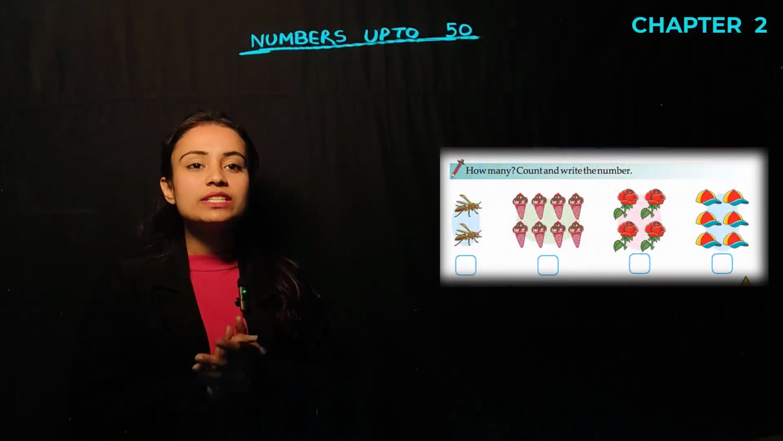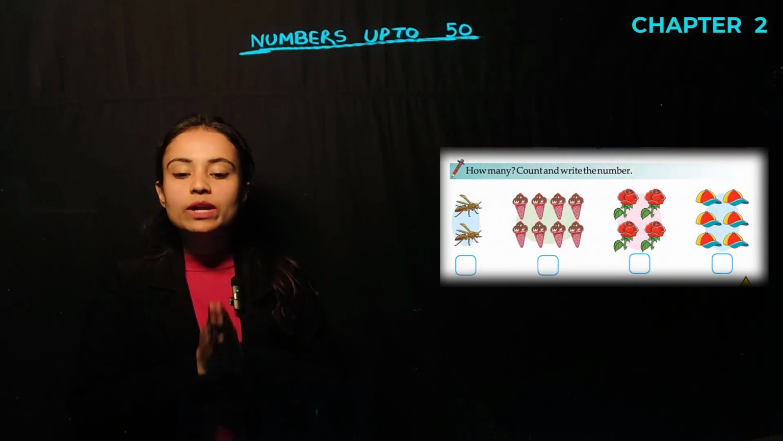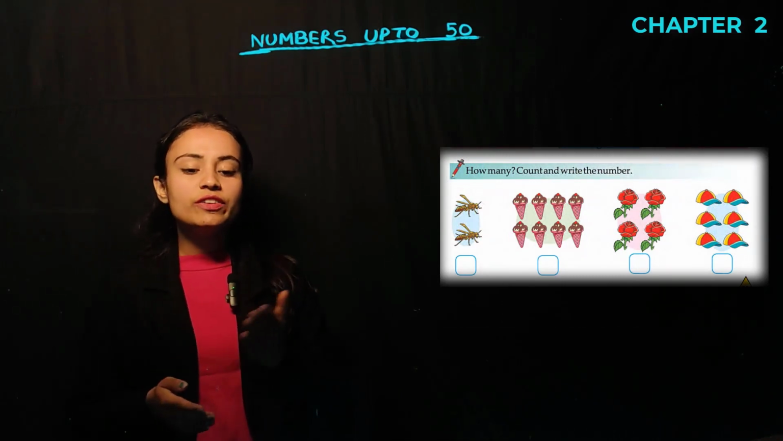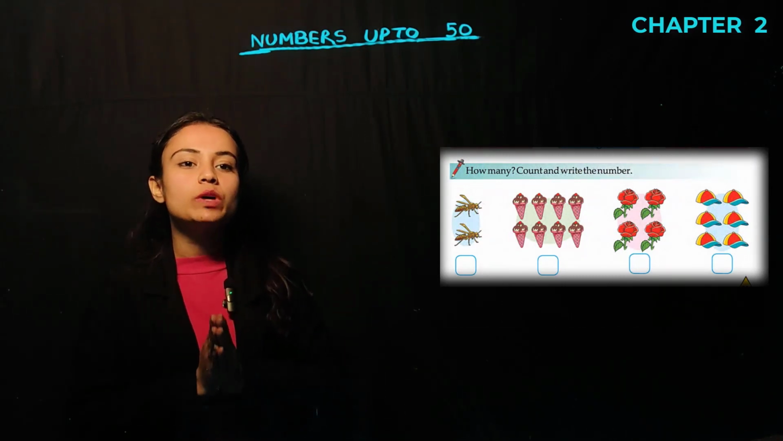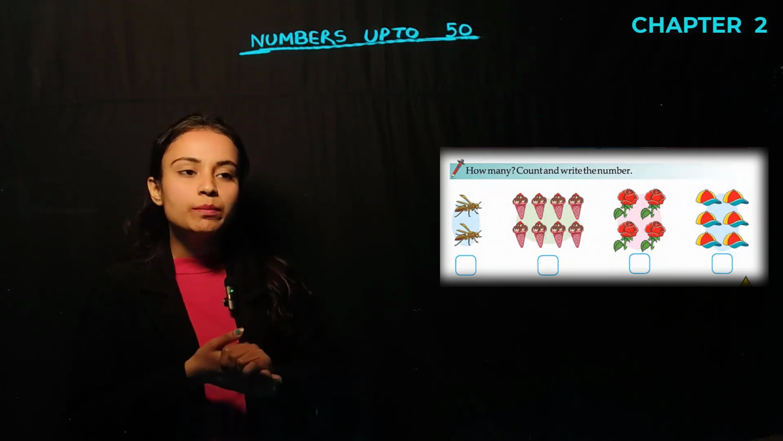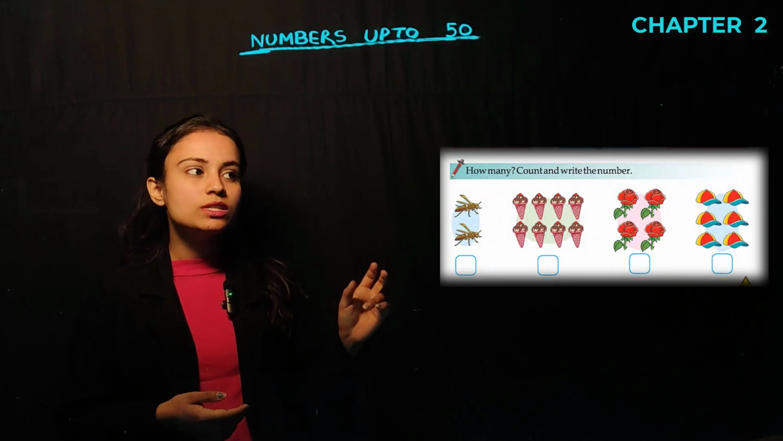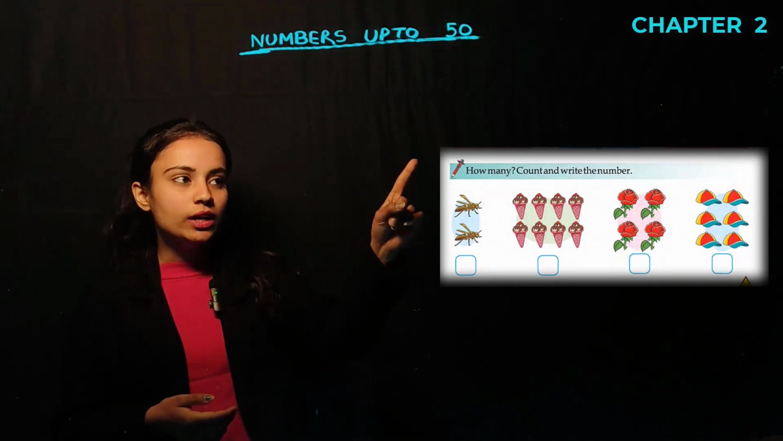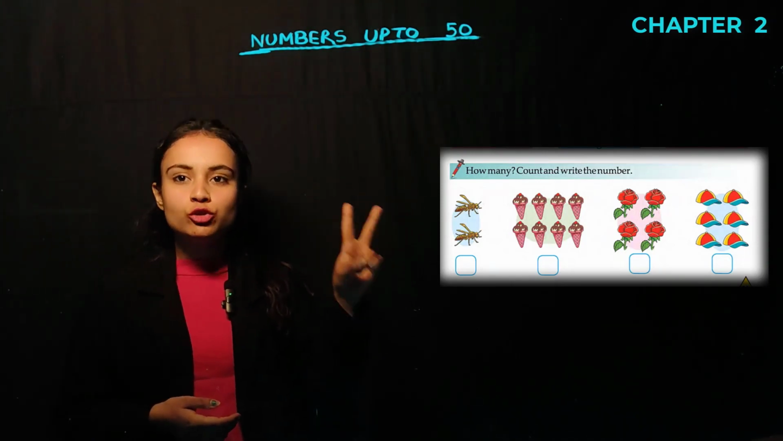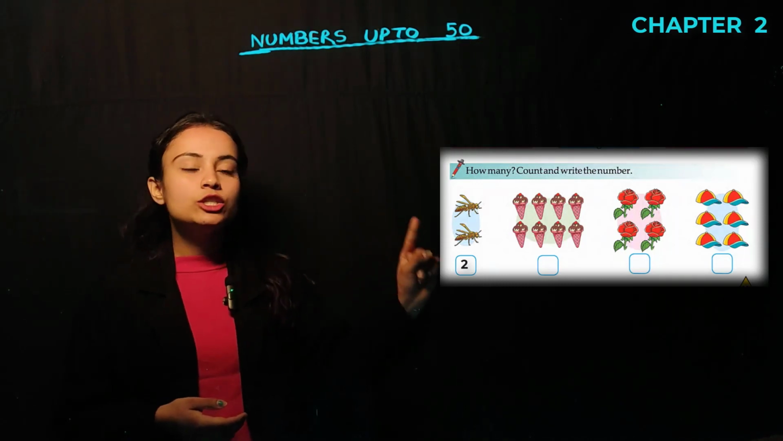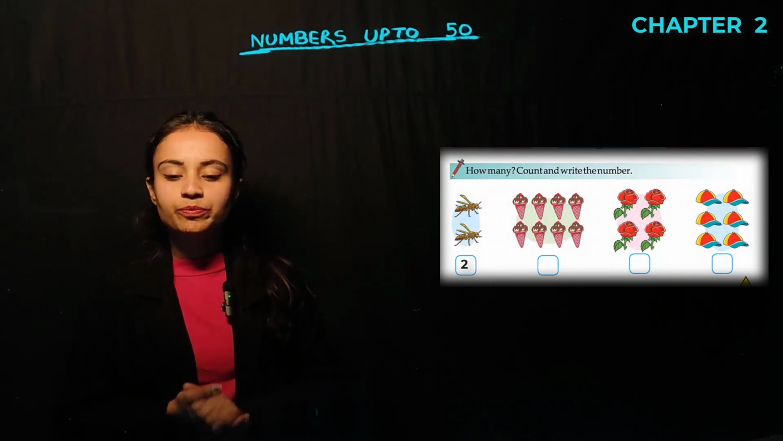Our next topic is how many. Count and write the numbers. Here we have some pictures. We have to count them and write the number below them. In the first picture, we have mosquitoes. Let's count together. 1, 2. Here we have 2 mosquitoes. So we'll write 2 below them.